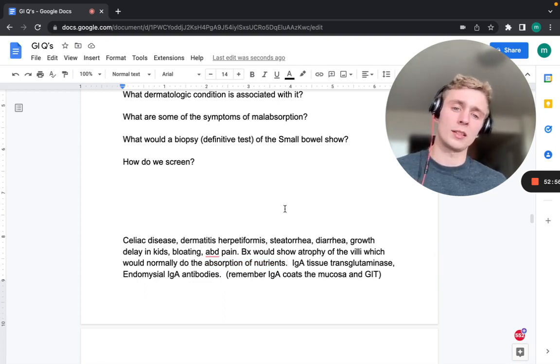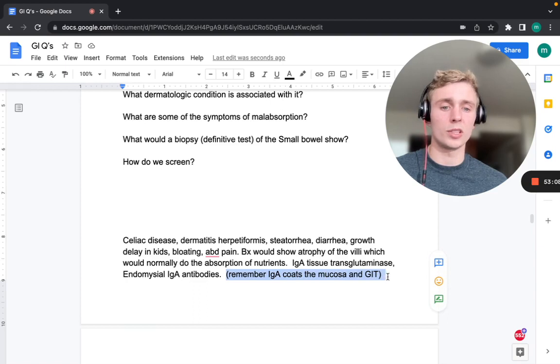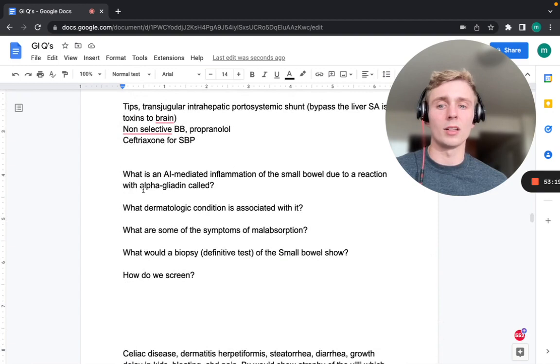How do we screen for this? There's a few different screening things that we can do, and they all have A in them. So that's how I remember them. So alpha-gliadin, IgA, tissue transglutaminase, and endomysial IgA antibodies. So remember, IgA coats the mucosa and the gastrointestinal tract as well. So again, how do we screen? IgA, tissue transglutaminase, I believe that's the best one, endomysial antibodies, and alpha-gliadin is the reaction against it.